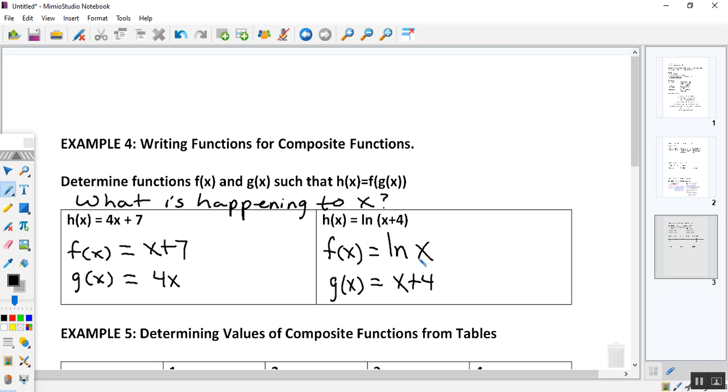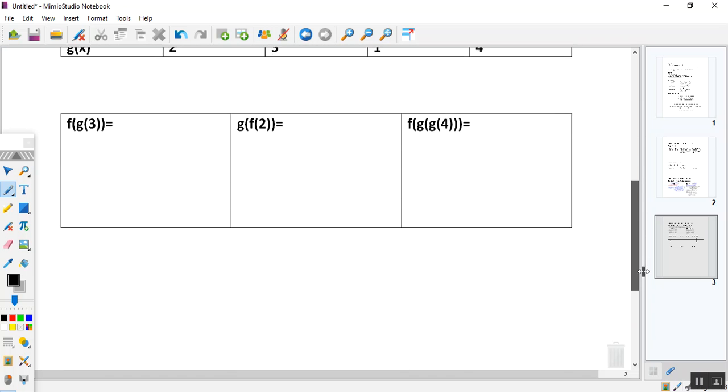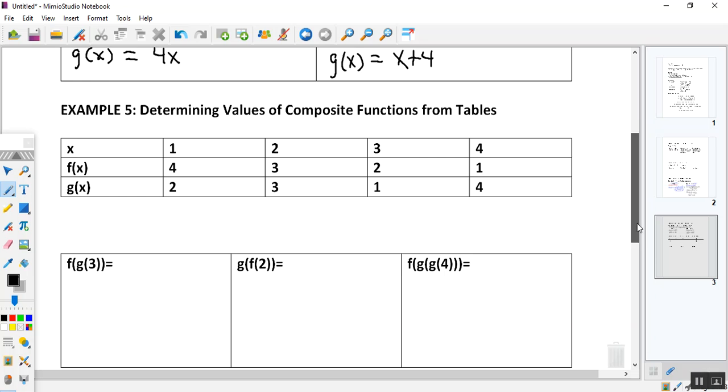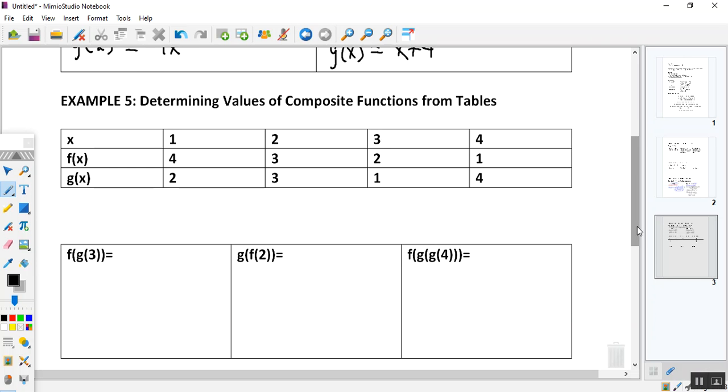All right. Oh, this is good stuff. I love this stuff. It's so much fun to me. Hey, we're on the last example. Can I get a yeehaw? Oh, I got one. I can't believe it. I didn't think you would do that.